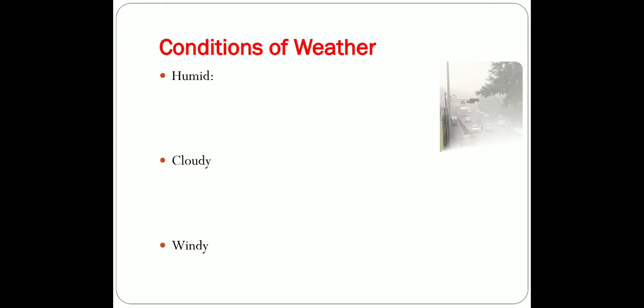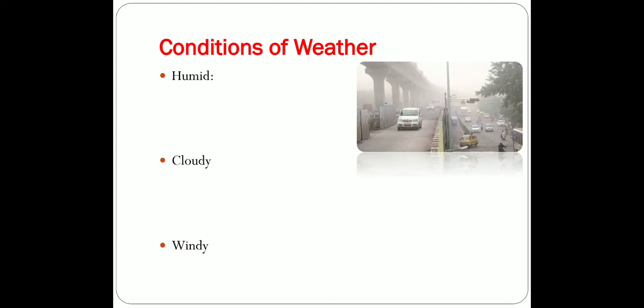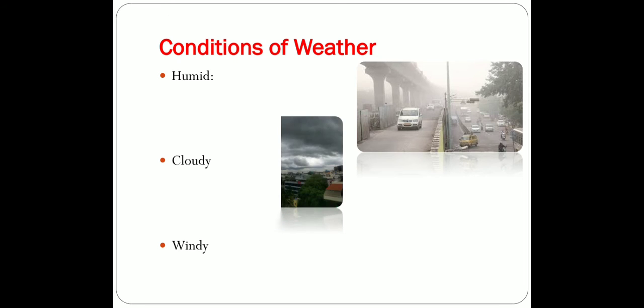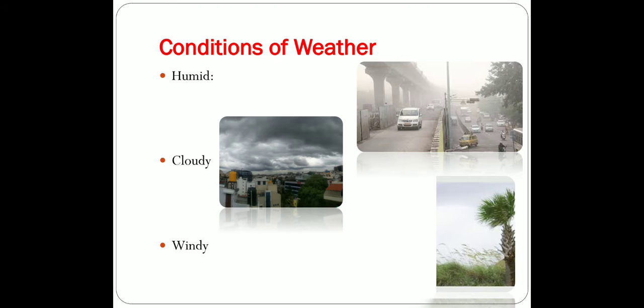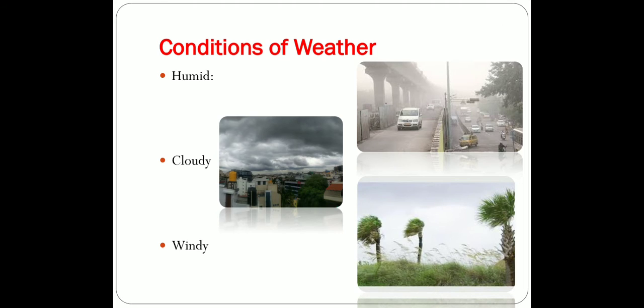Humid is when it is hot and the air is almost wet, like in the picture. Cloudy is when we can see a lot of clouds in the sky. We can say the weather is cloudy. Windy is when the air is moving quickly. We call it windy. So these are the conditions of the weather.